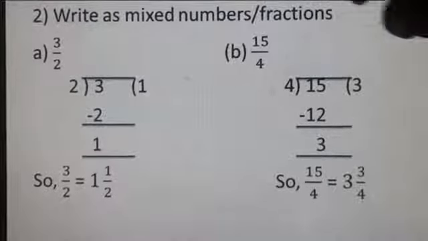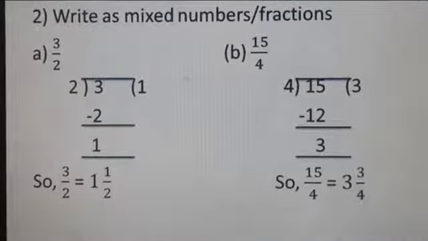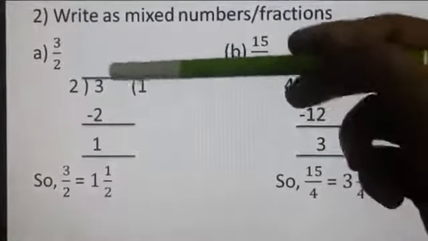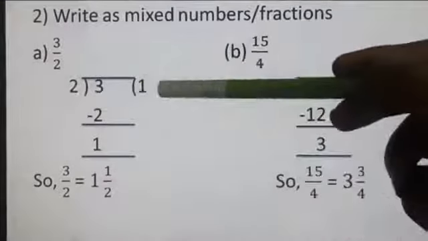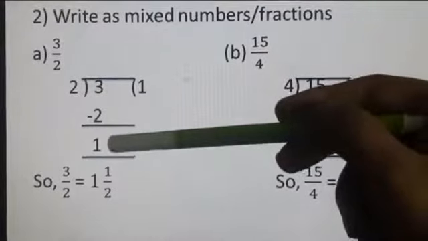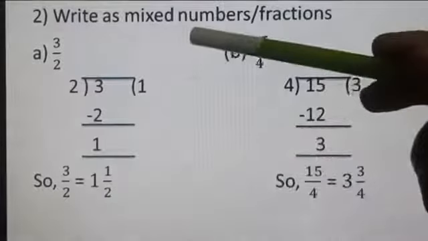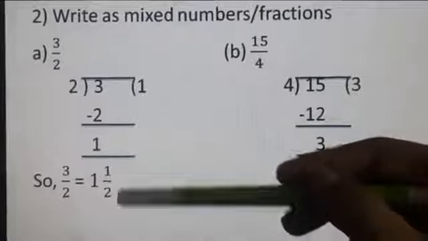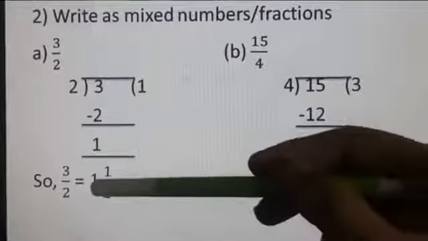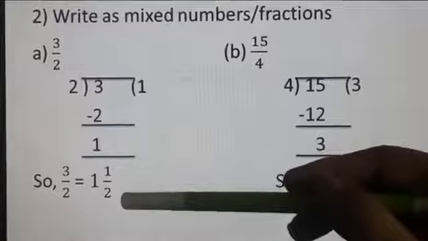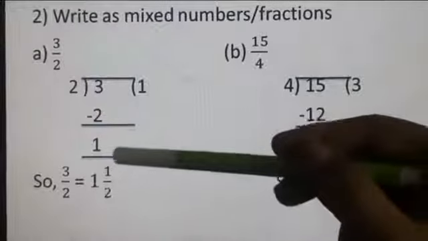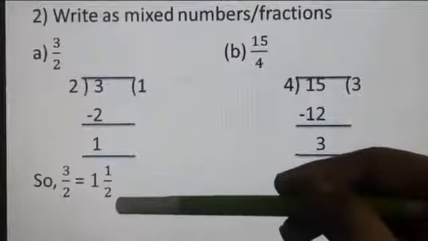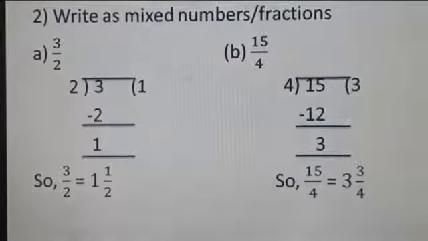Question number 2. Write as mixed numbers or mixed fractions. A part 3 upon 2. So 3 will be divided by 2. 2 ones are 2. 1 will be remainder. So our mixed fraction form is Q whole R upon D. So 3 upon 2 will become 1 whole 1 upon 2. Q is the quotient, 1 is the remainder, and 2 is the divisor. Understood?